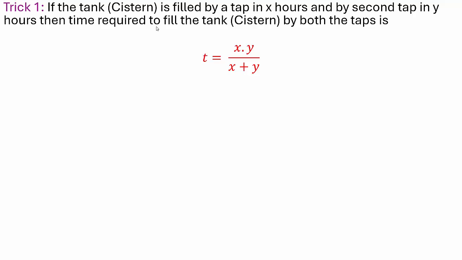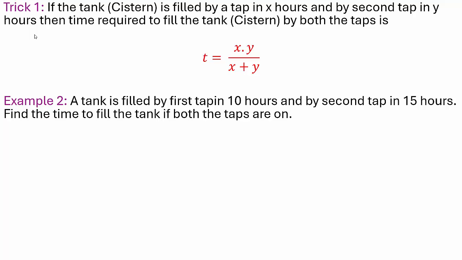This is the tip. If the tank is filled by a tap in X hours and by second tap in Y hours, then time required to fill the tank by both the taps is T equal to X multiplied by Y divided by X plus Y. Example, a tank is filled by first tap in 10 hours and by second tap in 15 hours. Find the time required to fill the tank if both the taps are on.